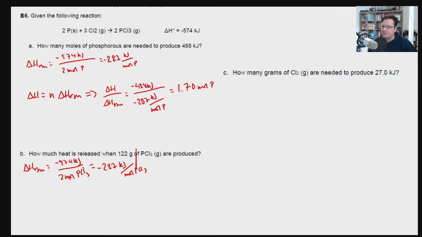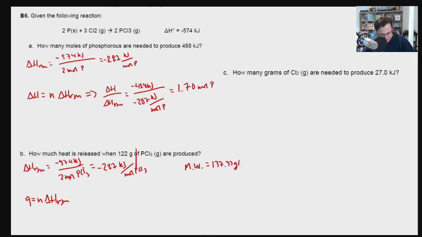Now the question is how much heat is released. Q is equal to the number of moles times the delta H of this reaction, standardized to the PCl3. We're not given the number of moles, only the mass, 122 grams. So the next step is to figure out the molecular weight of PCl3. I'm going to cheat and look it up because I don't remember the molecular weights of phosphorus and chlorine. PCl3 is 137.33 grams per mole. Google is very helpful with a lot of those things.